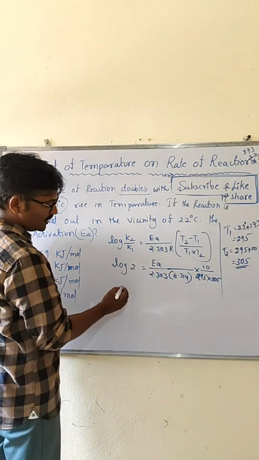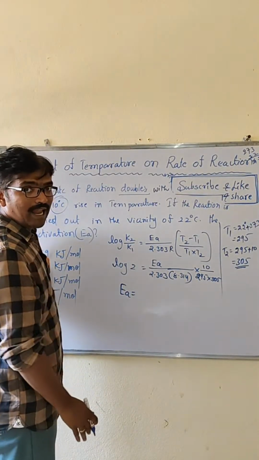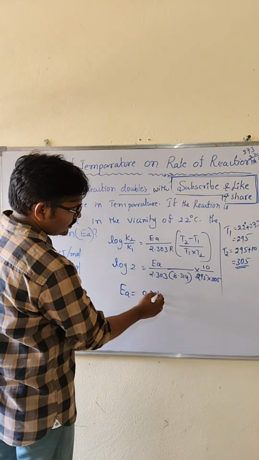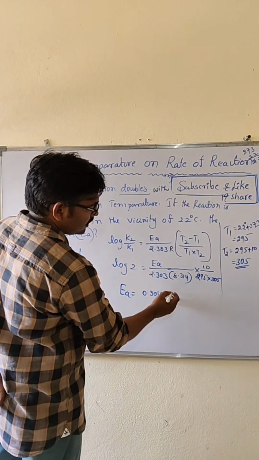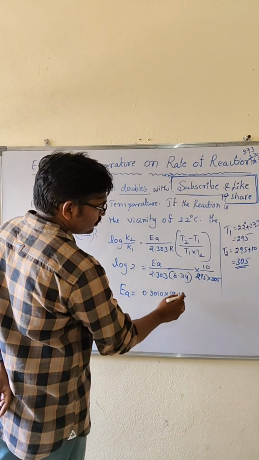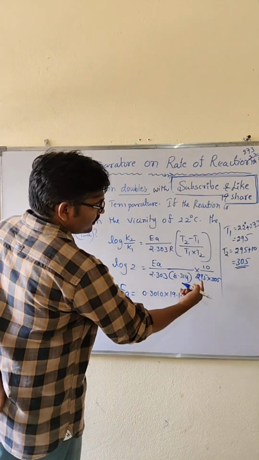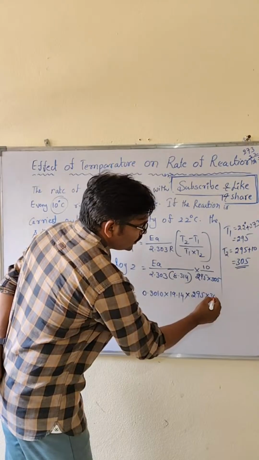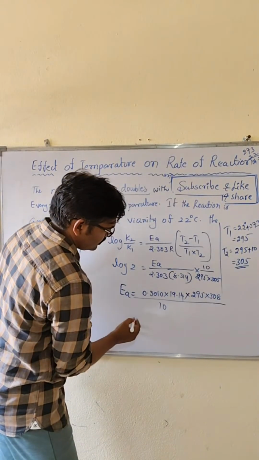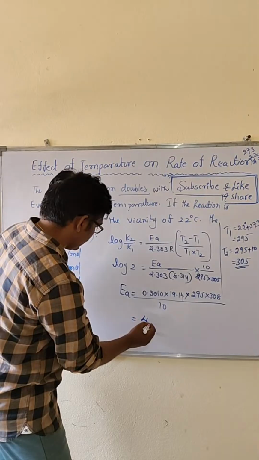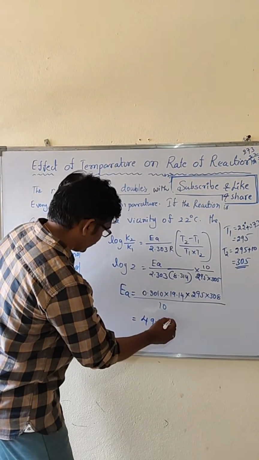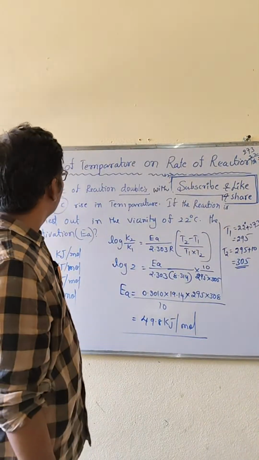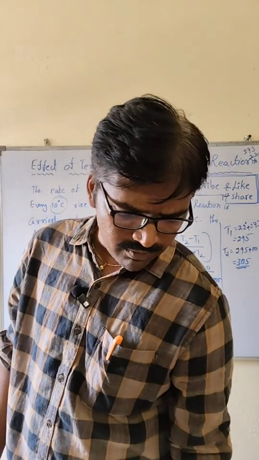Then what is required is the activation energy EA. The value of log 2 I told you is 0.3010. When both are multiplied you get nearly 19.14. Then with 295 into 305 divided by 10, after all these calculations you get 49.8 kilojoules per mole. This is the answer, my dear students. This is also one of the previous year questions.